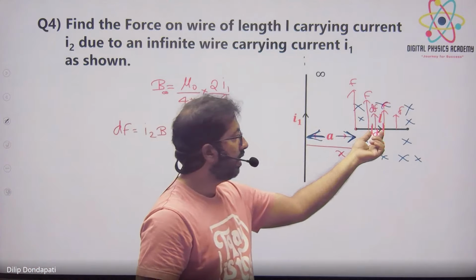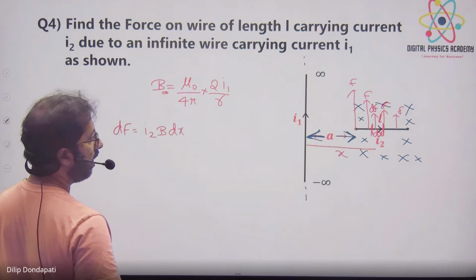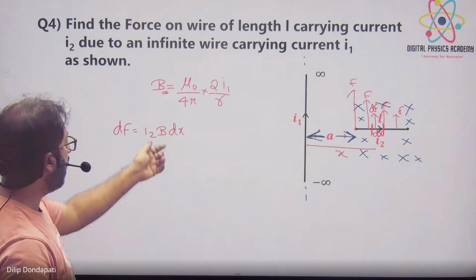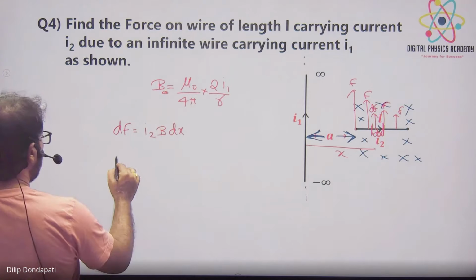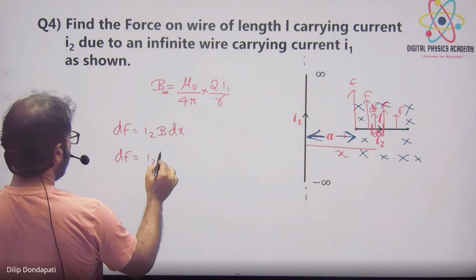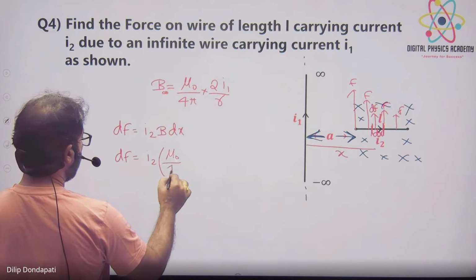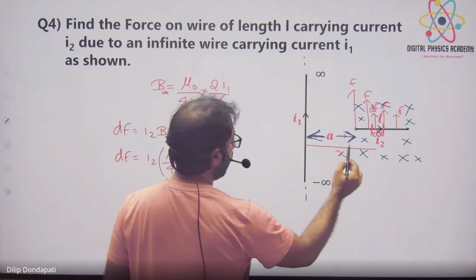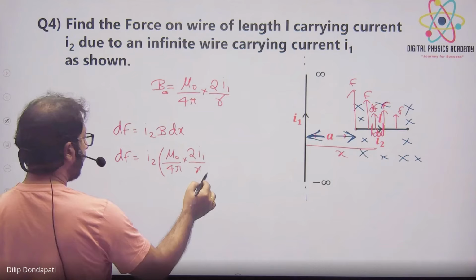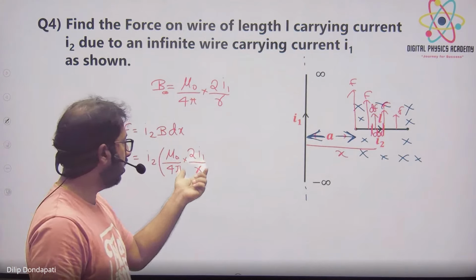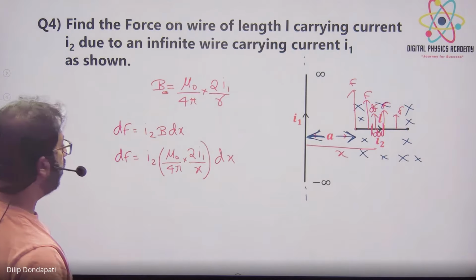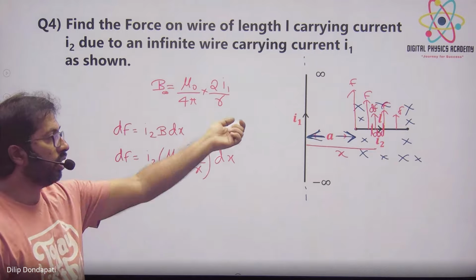Length is dx, right? And the angle is how much? Sin 90, right? The length is dx and the magnetic field is into the page. This is a small magnetic field, so put the magnetic field B here. dF is equal to I2 times mu naught by 4 pi into 2 I1 by how much distance from here to here? X. That length, because whatever length we take, its distance you put in place of dx. Okay, you got a small force acting on the small wire.